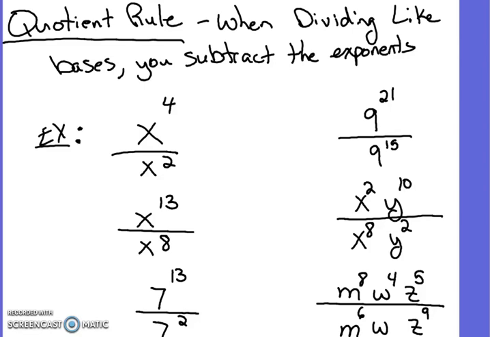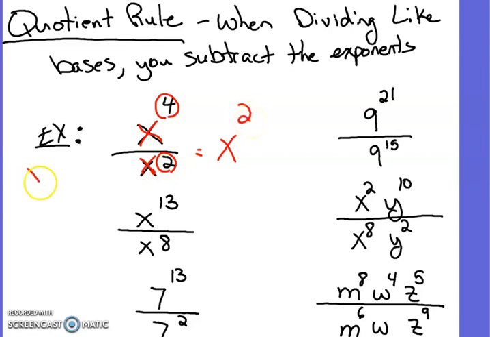The quotient rule. The word quotient means division. So when you're dividing like bases, you subtract the exponents. So here I'm dividing like bases. Notice they're the same base, and the base doesn't change. And so you simply subtract the exponents. So you take the top minus the bottom. So the answer is x squared.